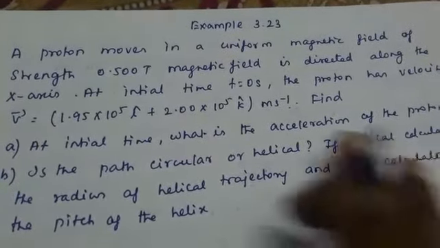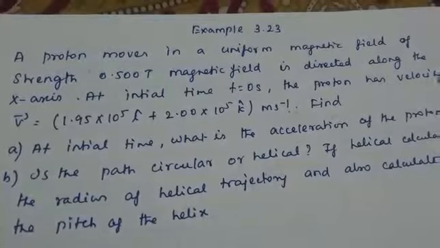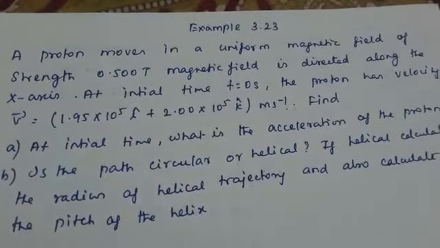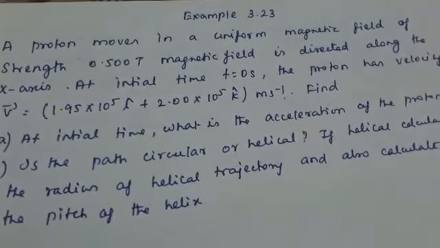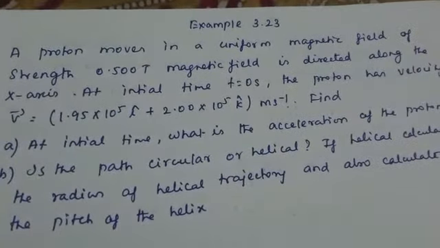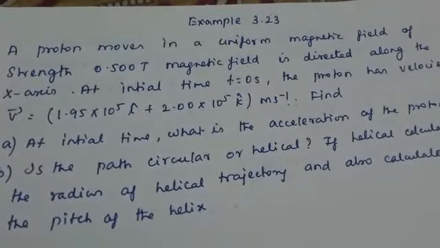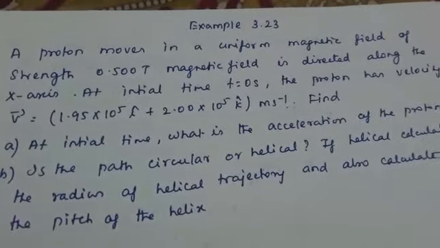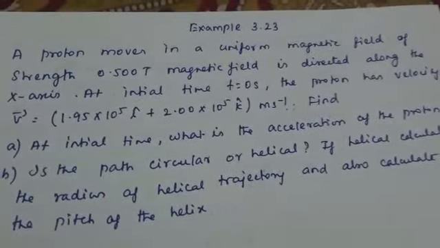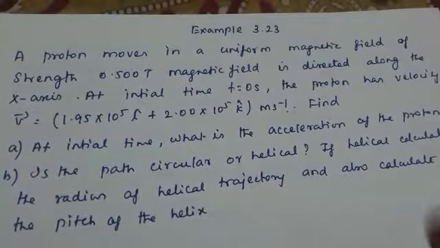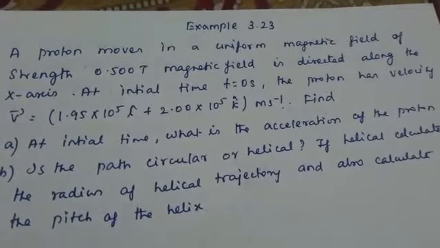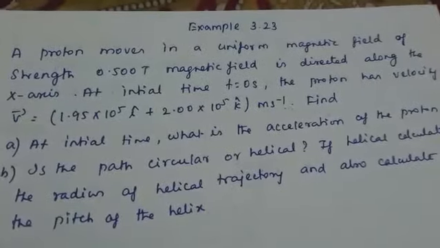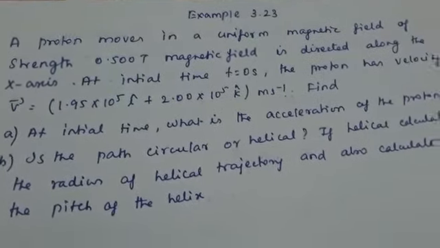Now what is given is a proton moving in a uniform magnetic field along the x-axis. At t = 0, the velocity is given. We have to find the acceleration at that time. Then we have to find whether the proton is traveling in a circular path or helical path. If it is a helical path, we have to calculate the radius and also the pitch of the helix.